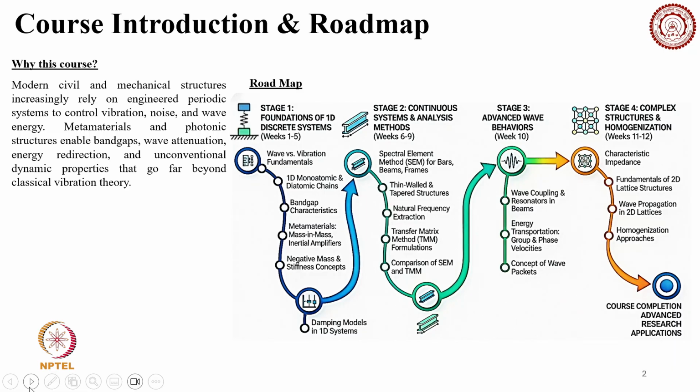Now if you see the roadmap, stage 1 is the foundation of the 1D discrete system. We will spend weeks 1 to 5 on that. Here we will cover wave versus vibration fundamentals. Then we will go to the monoatomic and diatomic chains, band gap characteristics, and different types of metamaterial in the 1D context. Then we will do the negative mass and negative stiffness concept.